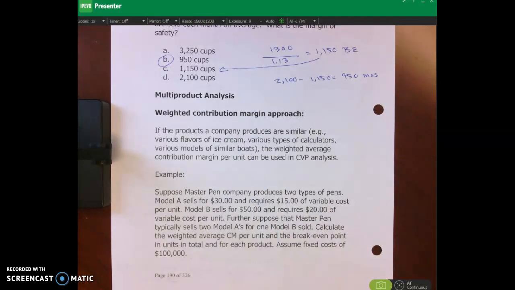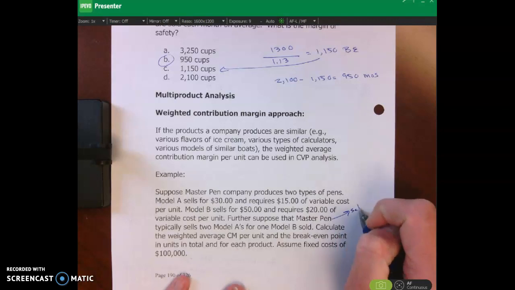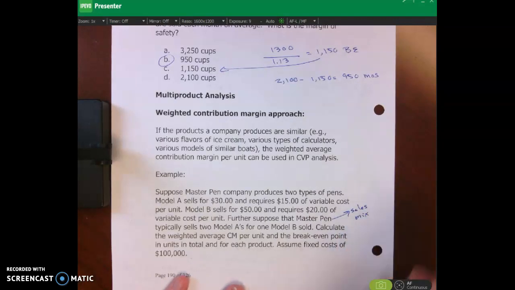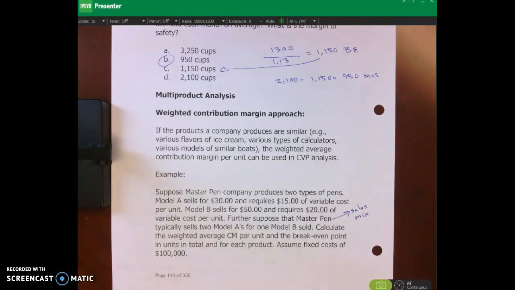Now, the one thing that we need to know in order to do a weighted average contribution margin approach, which again we would use if we have very similar products and we can estimate the sales mix, is what the sales mix is. We have to know how many Model A's and Model B's we sell. Suppose that Master Pen sells 2 Model A's for every Model B. This is our sales mix, and we have to know that in order to calculate the weighted average contribution margin per unit.